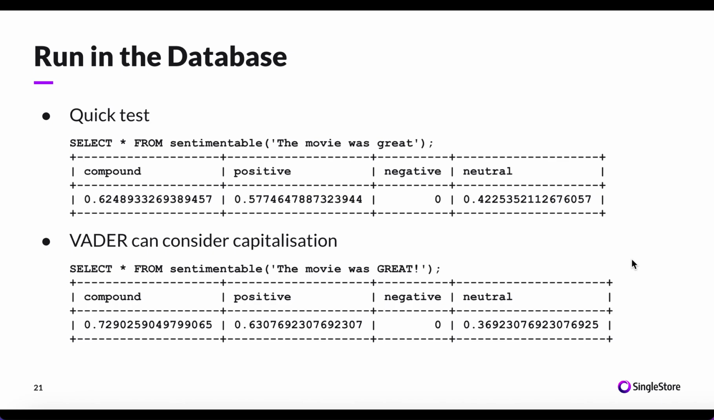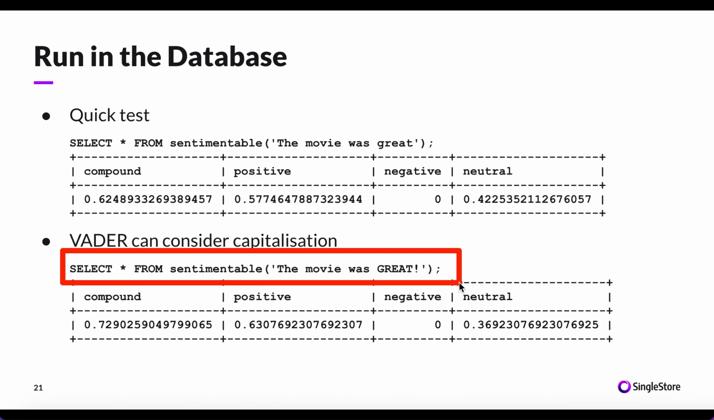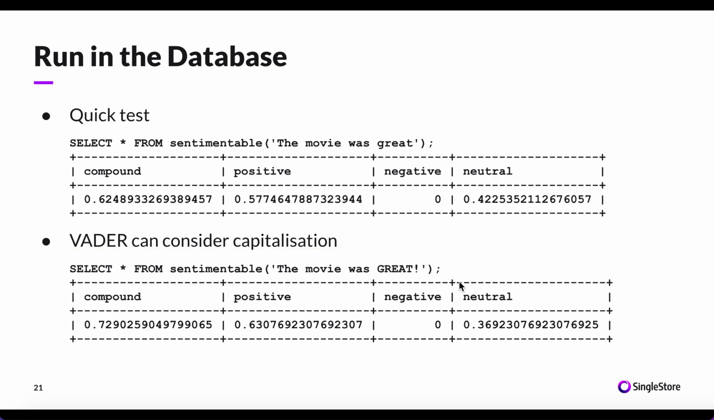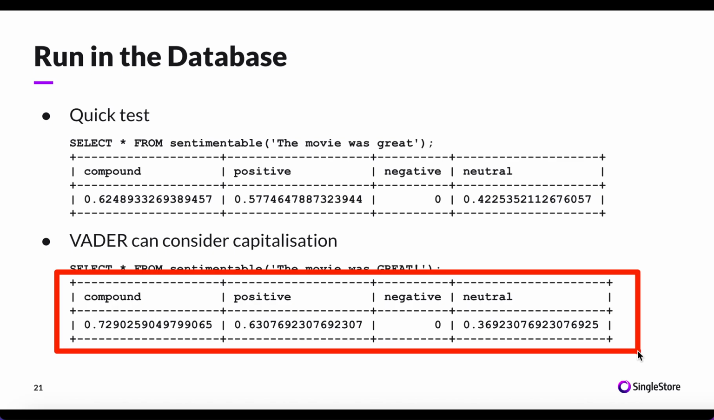Now, one of the things that Vader can do is consider things like capitalization. For example, just below here, I've put the movie was great, but great is in caps with an exclamation mark at the end. And here you can see that the results returned show both the positive going up, the compound going up, and the neutral going down, and obviously negative is still 0.